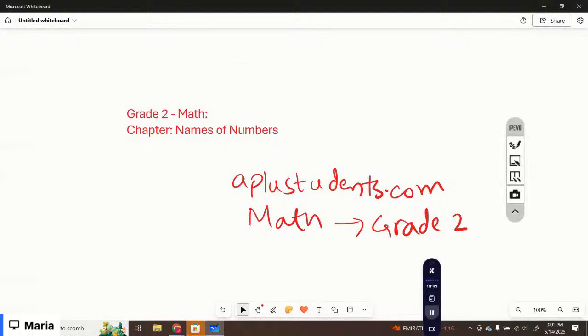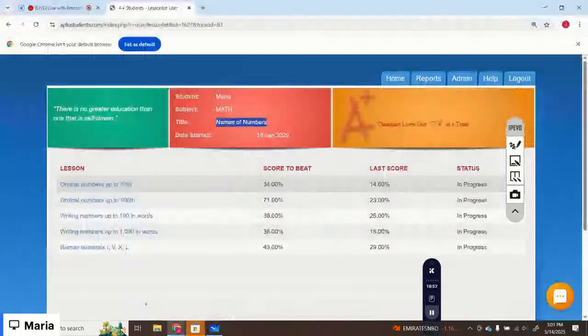So please make sure you have your notebook and pencils, as I'm going to write down the important examples and definitions as well. Let's just start with the lesson that is ordinal numbers up to 10.